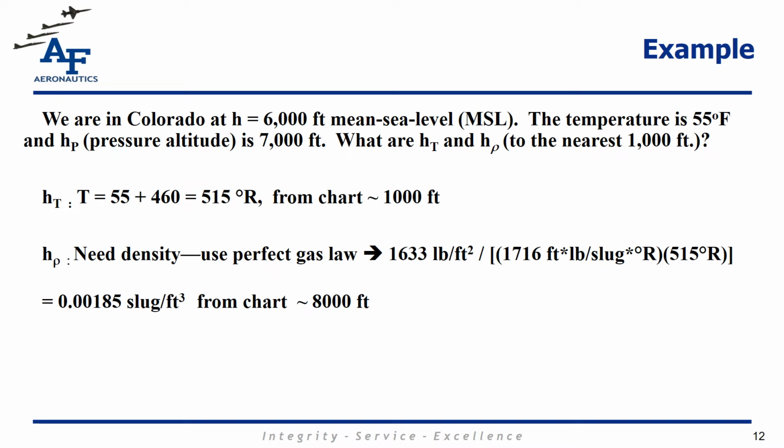So here's an example. If we are at an altitude of 6,000 feet mean sea level, and the temperature is 55 degrees Fahrenheit, the pressure altitude, H sub P, is 7,000. What are the temperature and density altitudes to the nearest 1,000 feet? So we could probably assume this is geometric altitude, but now we're going to account for altitudes given the air pressure. And that matters because air influences how the aircraft performs. So we need to know the pressures, temperatures and densities at these various altitudes.